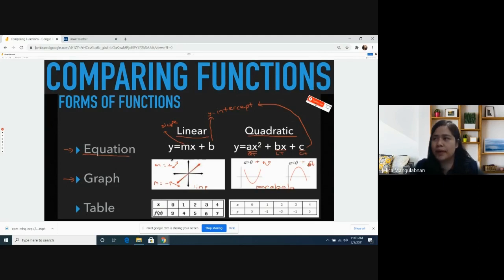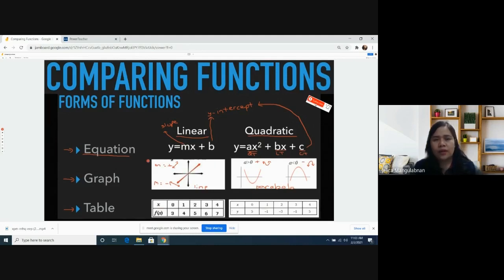Those are the basic features that you need to remember. Okay, any question about the graphs? Then we'll proceed on the table. For the table of values, this is the most tricky for me because you need to analyze the output for you to identify if the given is linear or quadratic.